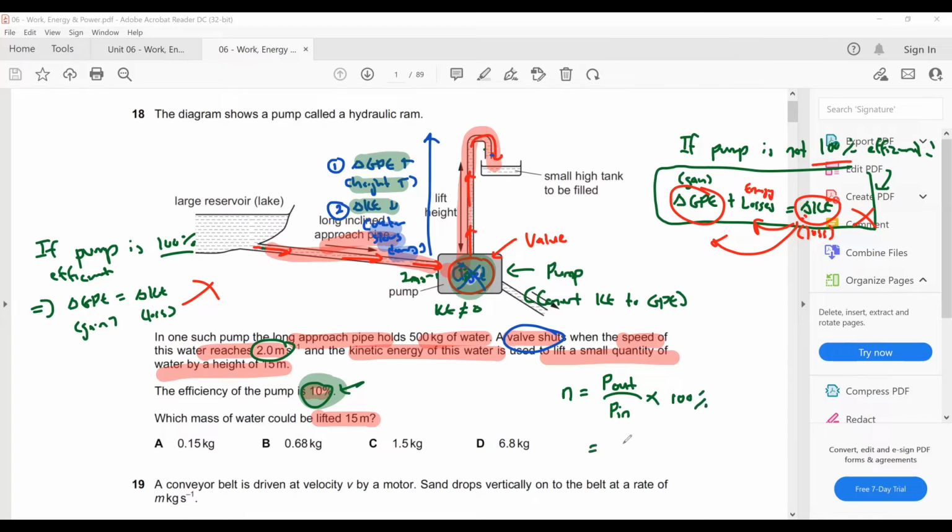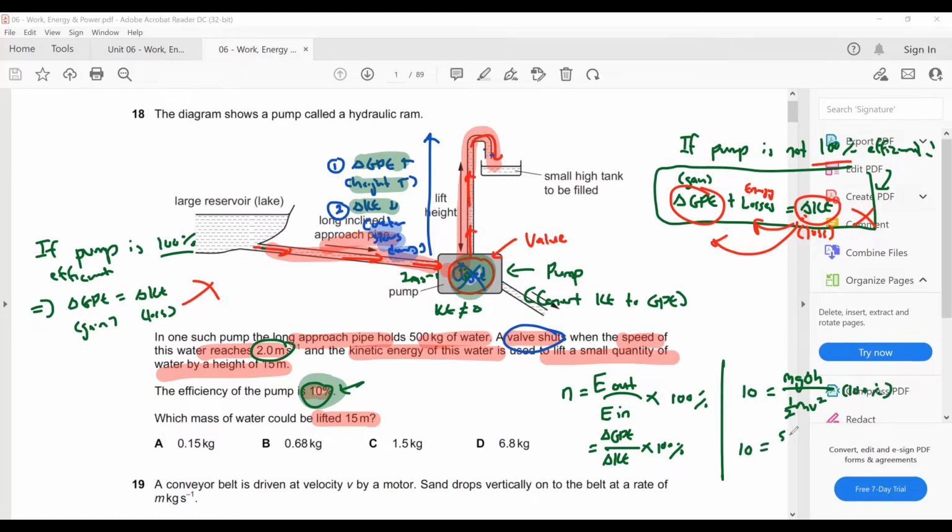Rather than writing P out, I think I should write it as E out, E in. Sorry, I always make this mistake. Energy out over energy in. Your energy out is your change in GPE. Your energy in is your change in KE, times 100%. So your efficiency is 10%. The change in GPE is mg delta H. Your KE is just half mv squared. Then times 100%. So you substitute your values.